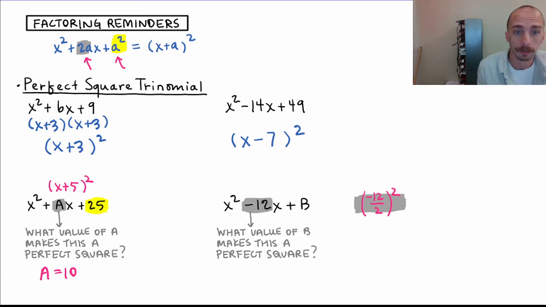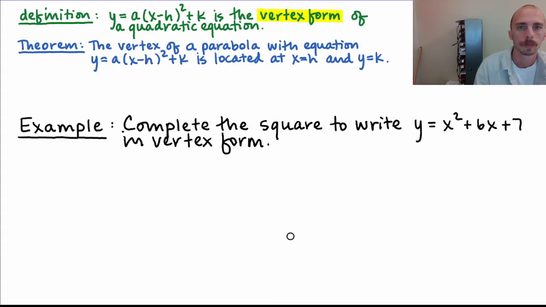If I take negative 12 and divide it by 2, I get negative 6, and I square it, and that's 36. So that would need to be b equals 36 to make that a perfect square. We'll talk more about that as we move forward.